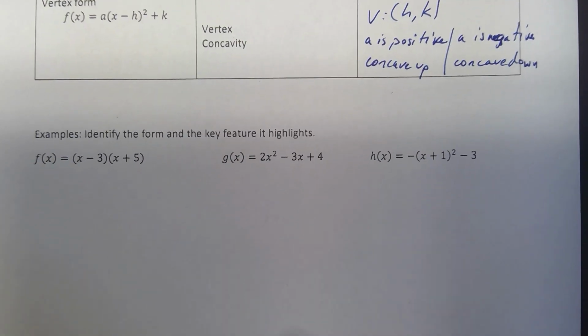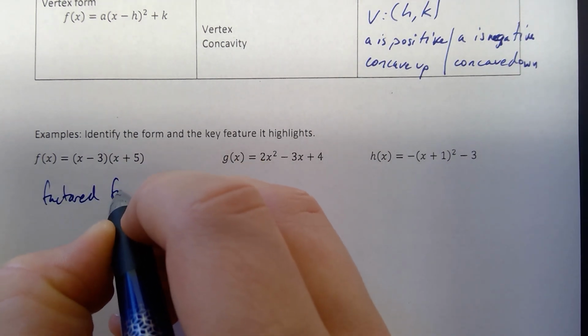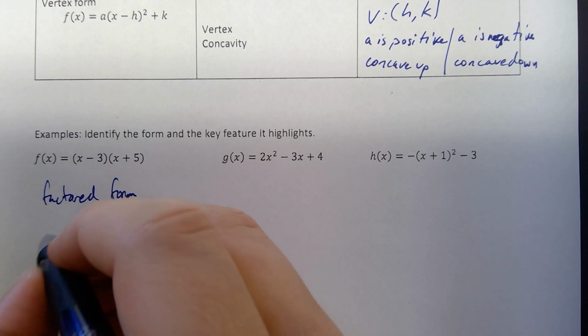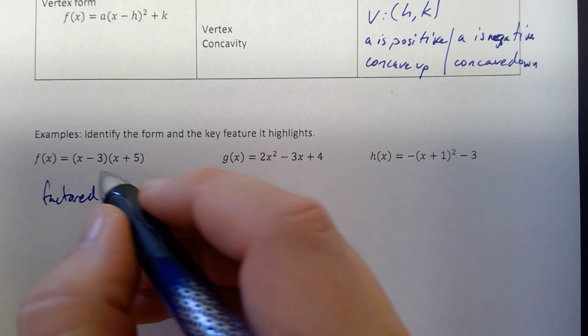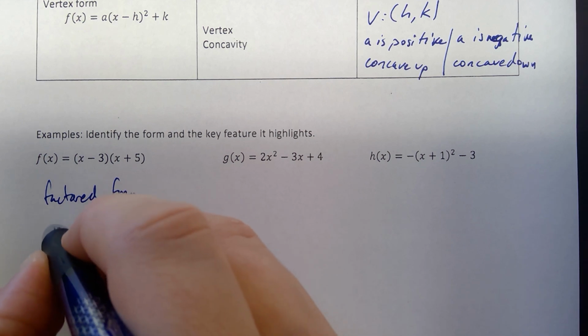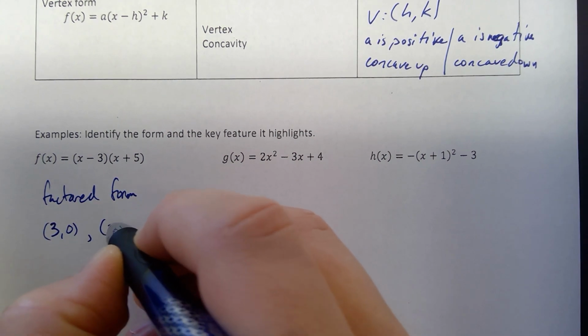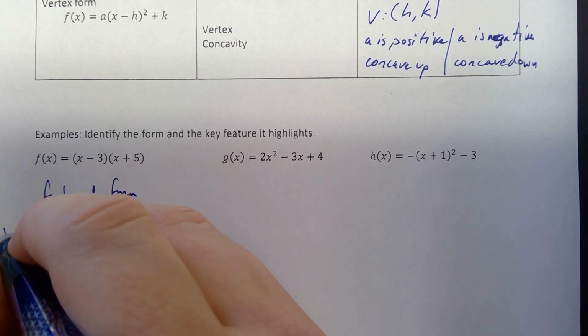Now, let's identify the forms and the feature each highlights. So, first off, we have our factored form. Okay, now for our intercepts, we remember we set each factor equal to 0 and figure out what it is. So we're going to have (3, 0) and (negative 5, 0). So that's our x-intercepts.